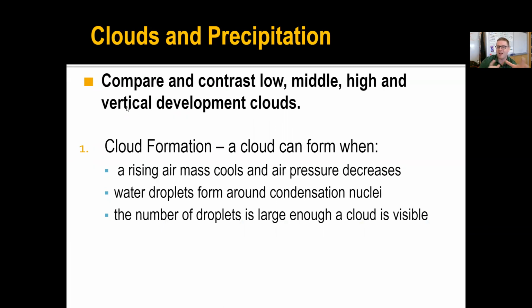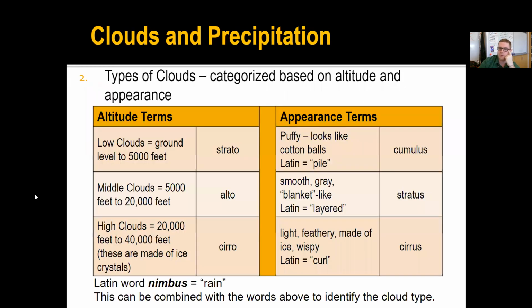Now that we have those basic understandings of how some cloud formations can occur, let's compare and contrast low, middle, and high, different types of clouds. Again, clouds form as a rising air mass cools and air pressure decreases. Water droplets form around condensation nuclei. So you need a little dust particle or something suspended in the atmosphere for that water vapor to begin condensing on. And then the number of cloud droplets needs to be large enough to make that cloud visible.